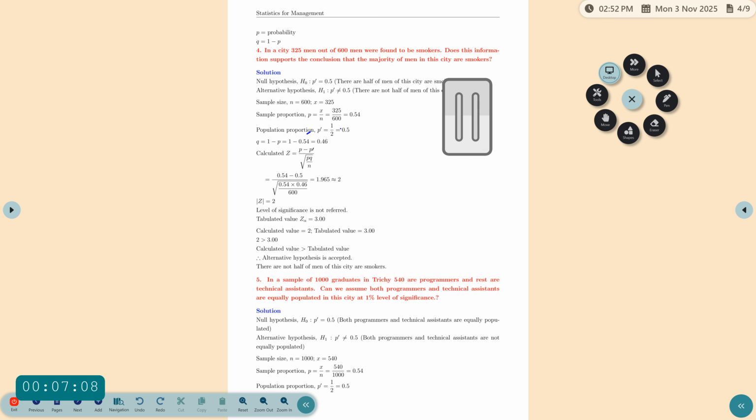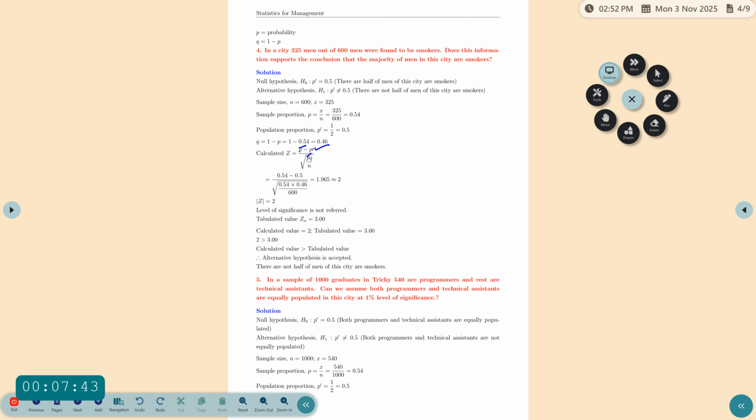What's the formula for the proportion test? There is a formula: P minus P dash divided by square root of PQ by N. What is P? P is the sample proportion. P is equal to 325 out of 600, which is nothing but 0.54. What is the population proportion? This is what we have set in the null hypothesis, so the population proportion P dash is 0.5.